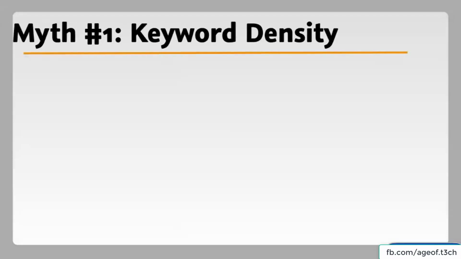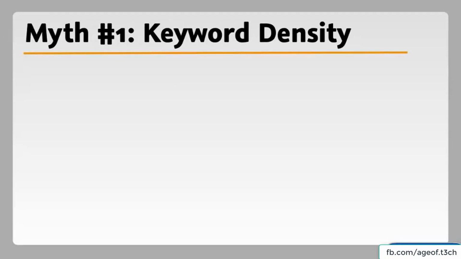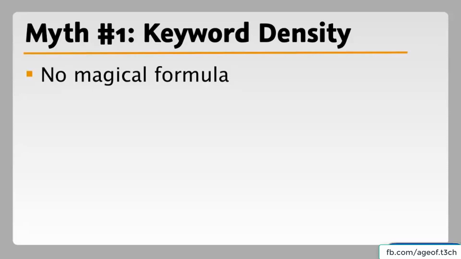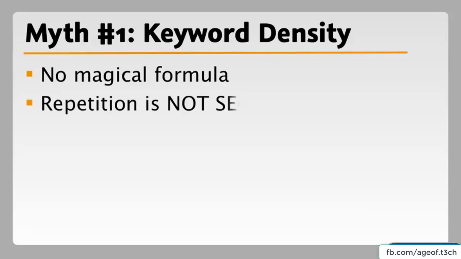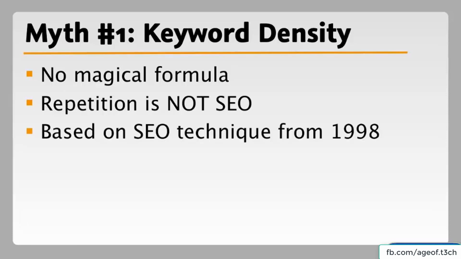The first myth is that of keyword density: that if you repeat a keyword so many times on the page, you automatically rank for it. There's no magical formula that's going to make this happen. Repetition is not search engine optimization. This is based on a technique from around 1998 with the AltaVista search engine, that if you repeated a keyword 5.5% of the time, it would increase your chances to be the most relevant website in the search engine, which is not always true.